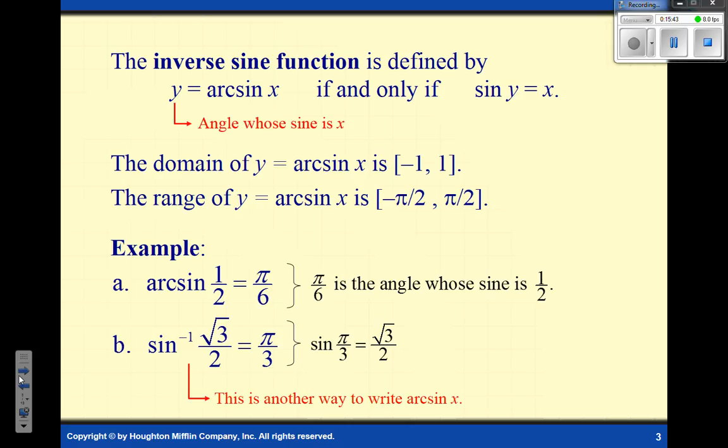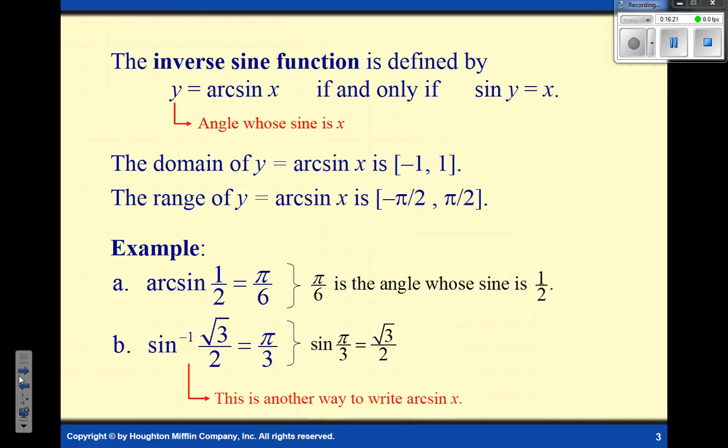All right, let me give you some other ones. Arc sine root 2 over 2. Pi over 4. Good. Arc sine negative root 2 over 2. Negative pi over 4. Arc sine 1/2. Pi over 6. Arc sine negative 1/2. Negative pi over 6. Now you get the hang of it.